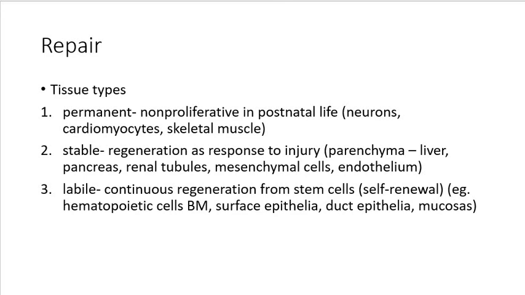Then we have stable, and here we do have regeneration as a response to injury, which is basically the parenchyma. We're talking about parenchyma of all these organs like liver, pancreas, the kidneys, mesenchymal cells, endothelium of the vessels. And lastly, we have labile, continuous regeneration from stem cells. And as you could have guessed, it's mostly the hematopoietic cells, the surface epithelia, duct epithelia, mucosas.